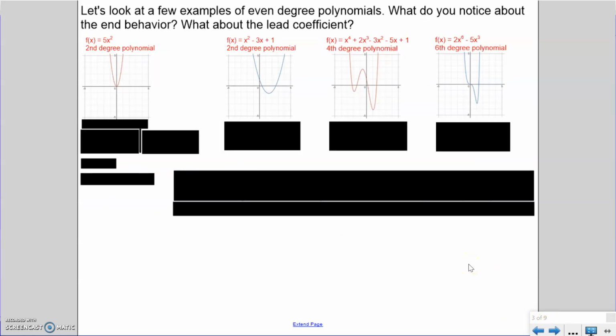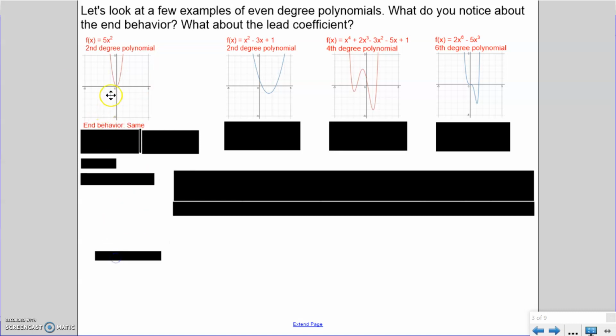Alright, so let's take a look at a few examples of some even degree polynomials. What do you notice about the end behavior? What do you notice about the leading coefficient? So here's the graph of f of x equals 5x squared. It is a 2nd degree polynomial, or y'all know as quadratic.